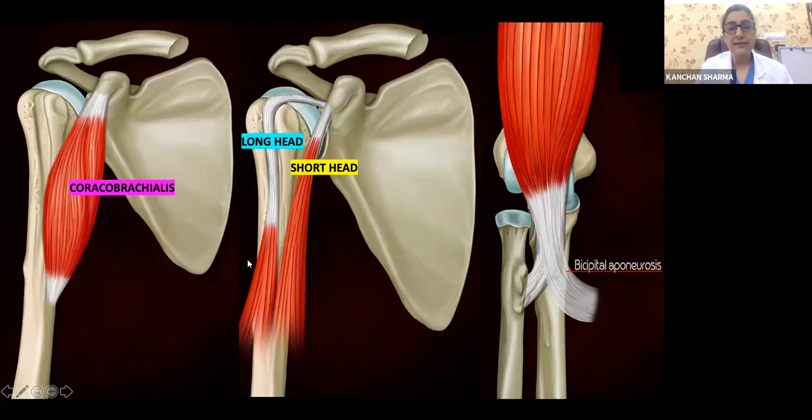Just learn these muscles if you can. Okay, you have a coracobrachialis, which you can remember with the name coracobrachialis. Brachialis means arm. So it arises from your coracoid process and it attaches itself to the mid shaft of the humerus. This we have learned.